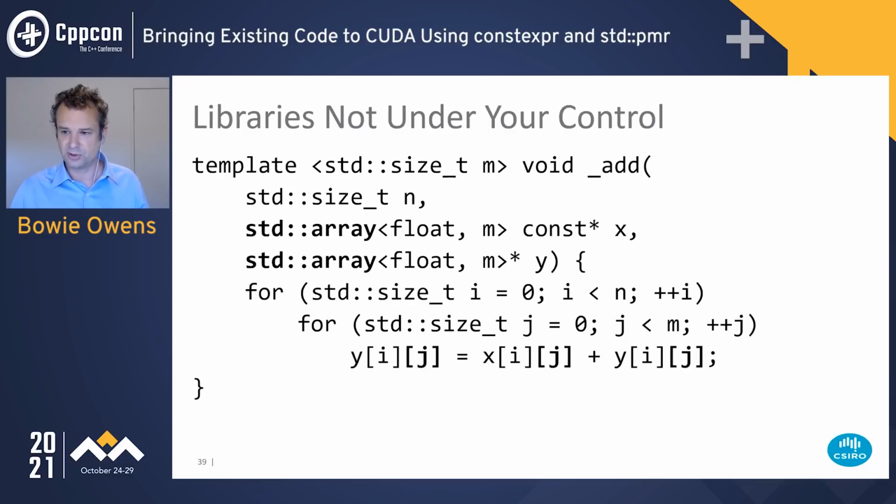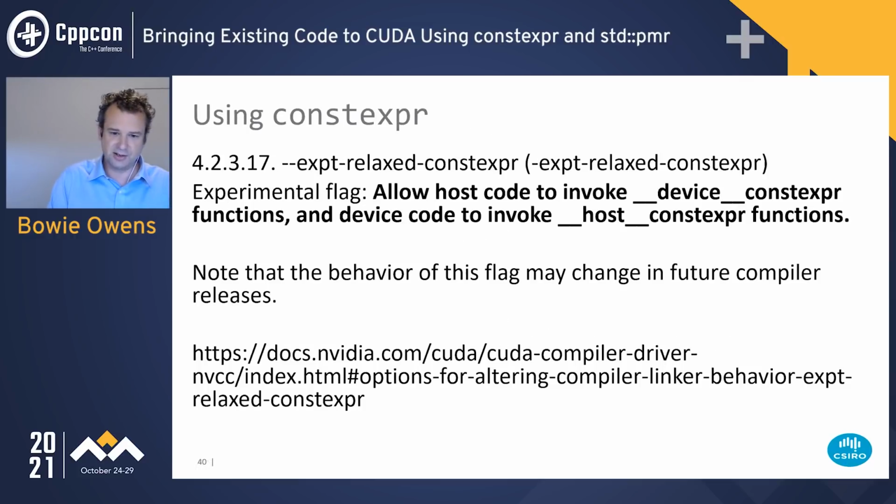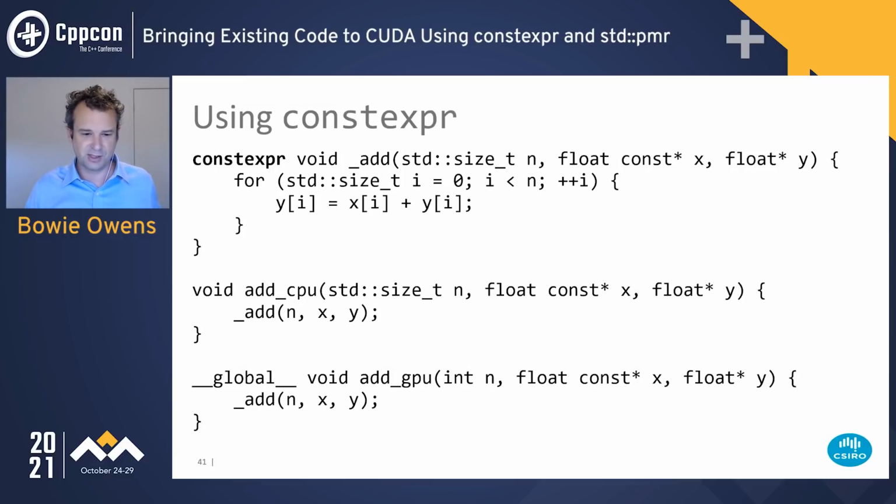But I went with a third approach, which is where constexpr comes in. There is a flag on the Nvidia compiler that's difficult to pronounce. What it does is it allows you to treat constexpr functions as if they had been annotated as host and device. I've got the link there to the documentation on that for people who want to look at it later. And of course, it's an experimental flag. Behavior may change.